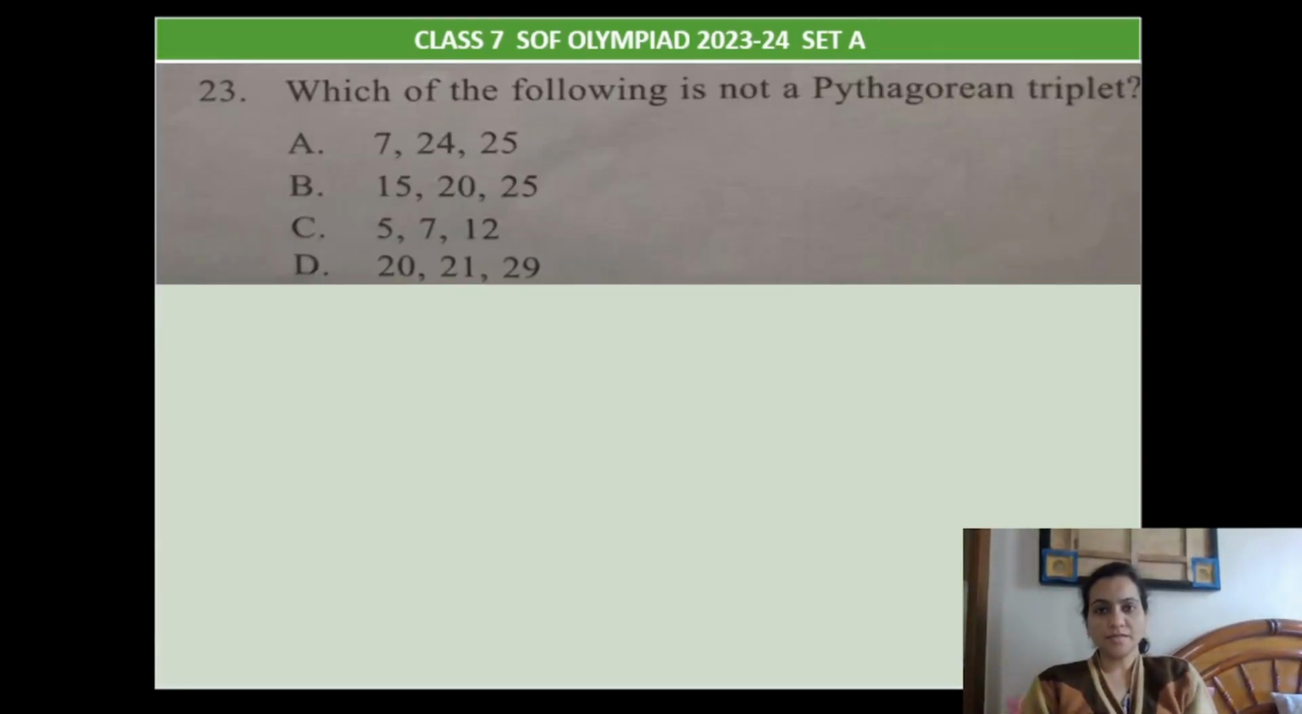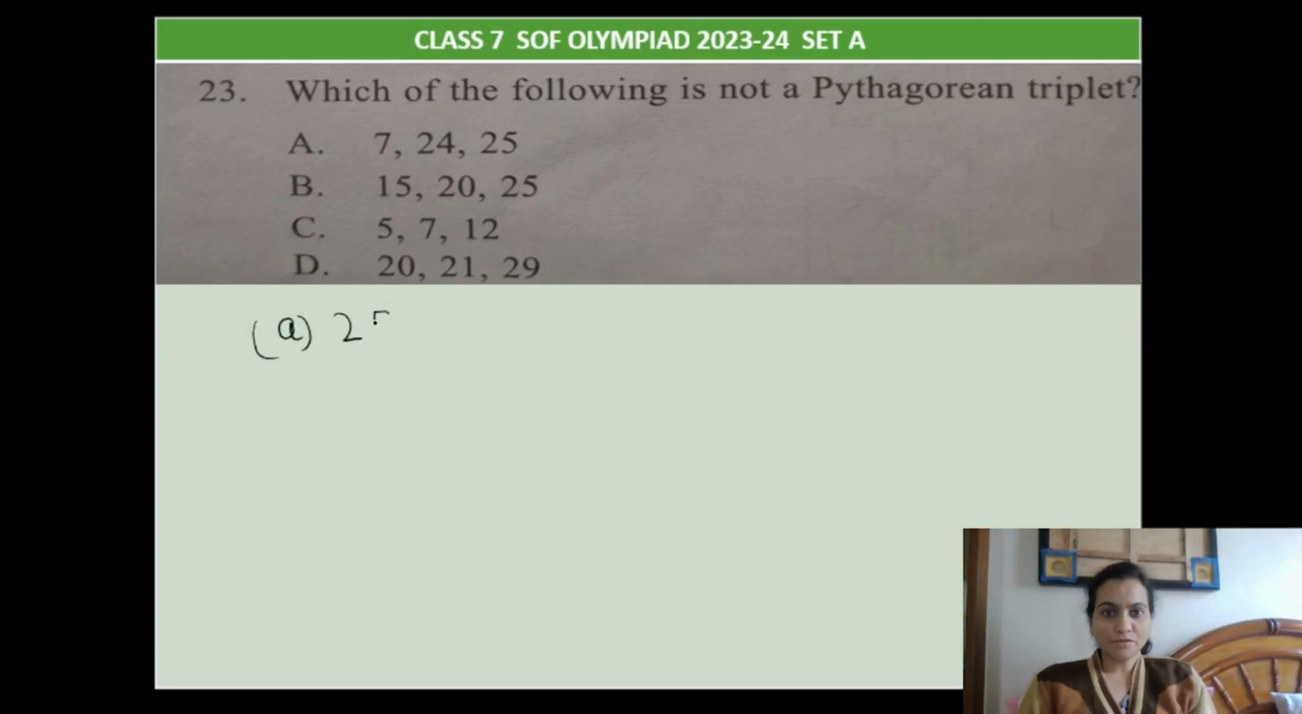Question number 23 is asking, which of the following is not a Pythagorean triplet? Now in a Pythagorean triplet, what happens? The square of the bigger number, the biggest number out of the three, should be equal to the sum of the squares of the other two smaller numbers. Like, let me take option A.